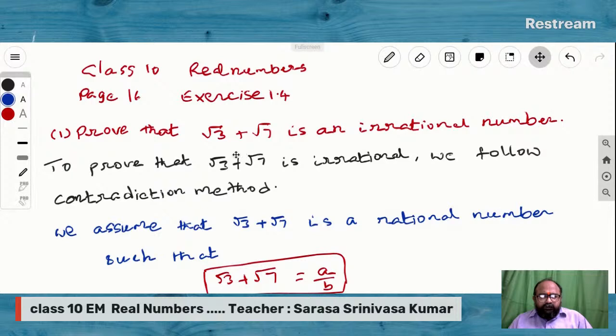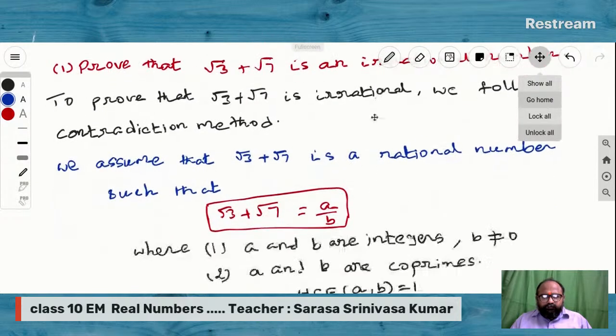Prove that square root of 3 plus square root of 7 is an irrational number. This is the given problem. To prove this result, we consider the contradiction method. By contradiction method, we assume that the given statement is not true.